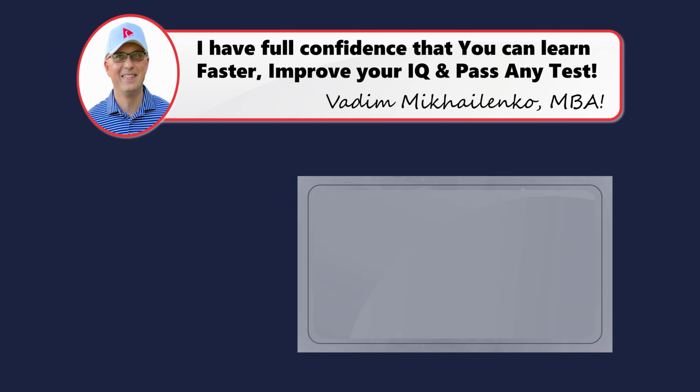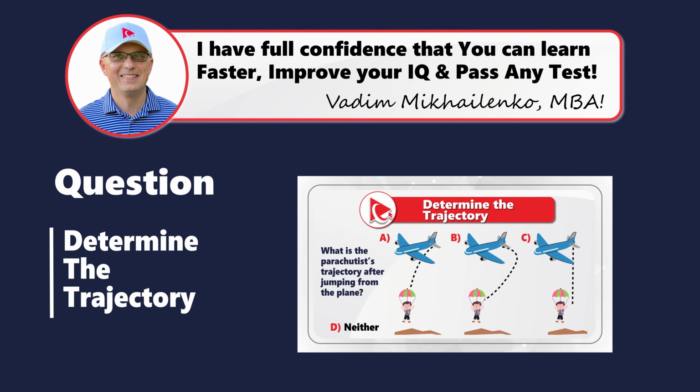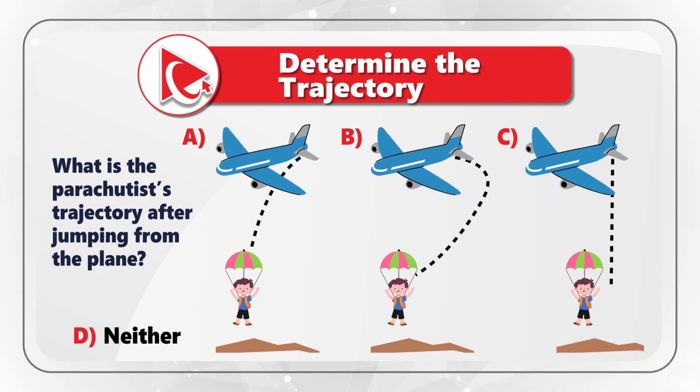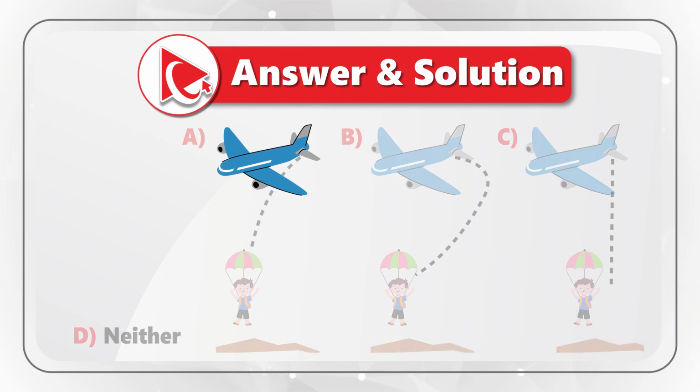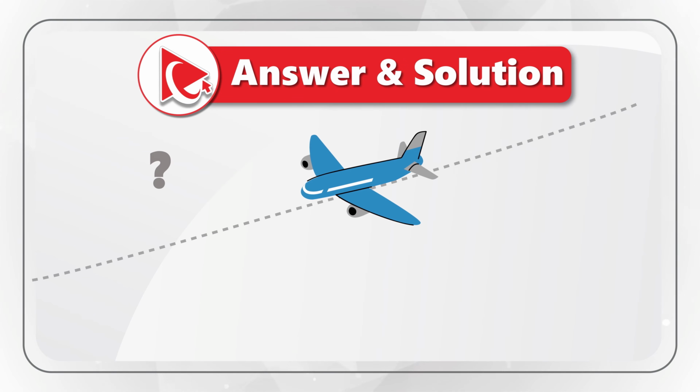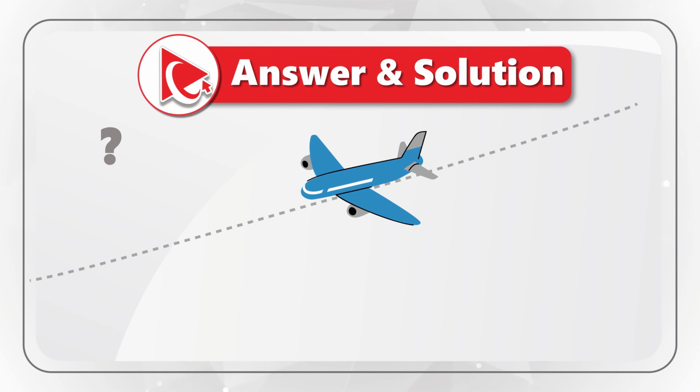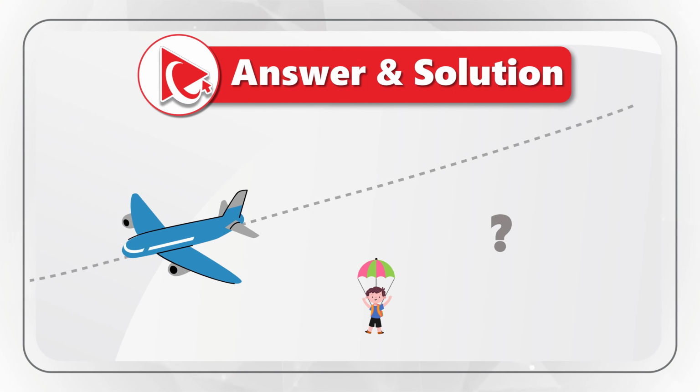I have full confidence in your skills and knowledge, so I'm moving forward to share with you my version of the answer. And obviously, if you have a better way to solve it, please make sure to post in comments. To better understand the answer, we need to determine what changes from when the parachutist is inside the plane to when the parachutist jumps from the plane.